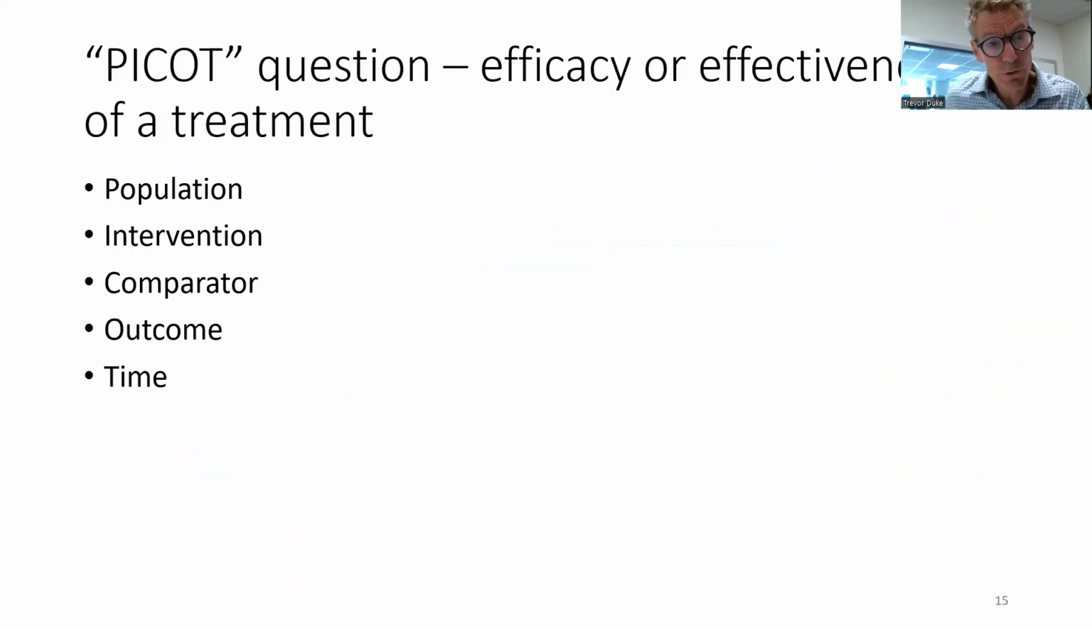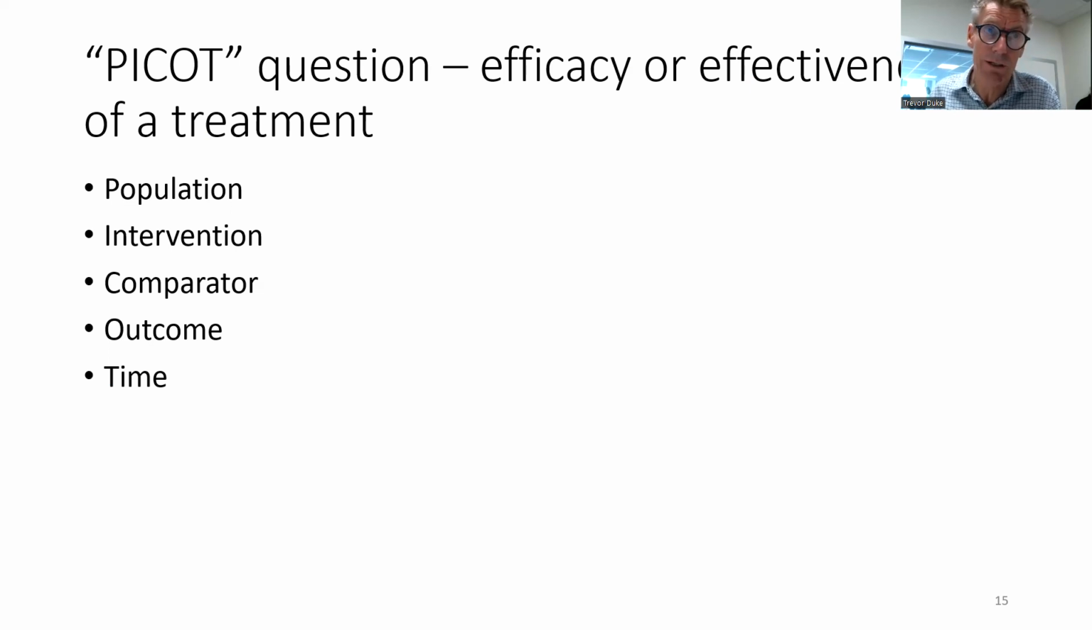I did say this before, but some of the questions that we'll ask will be efficacy or effectiveness questions. That is, asking a question about the effectiveness or the efficacy of a given treatment in a given population with a given disease. So they'll be what is often called PICO questions: the population, the intervention, the comparator, the outcome, and the time.